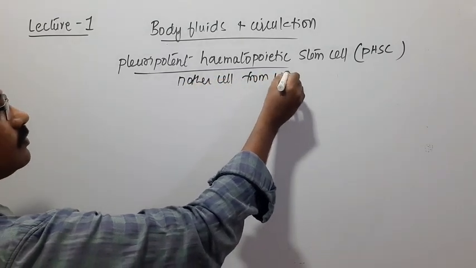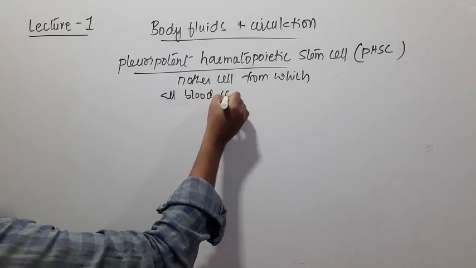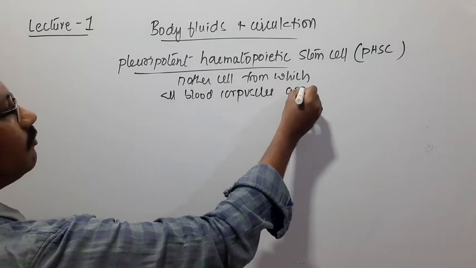from which all blood corpuscles are formed.